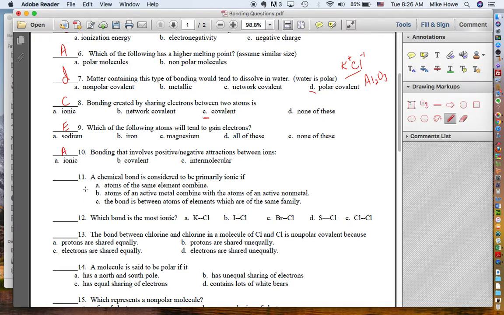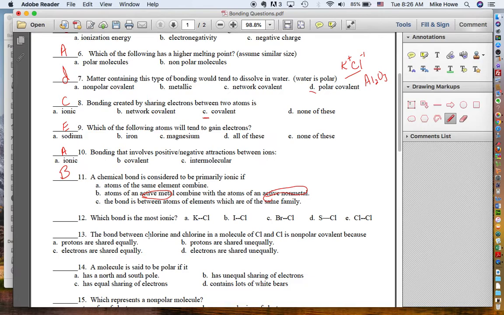Number 11, a chemical bond is considered to be primarily ionic if atoms of an active metal combine with an active nonmetal. That's because ionic bonds involve a transfer of electrons, so you have to have something to take the electrons, that'd be the active nonmetal. Something that wants to gain electrons. And something to lose electrons, that'd be the active metal. Something that loses electrons easily. So the answer would be B.